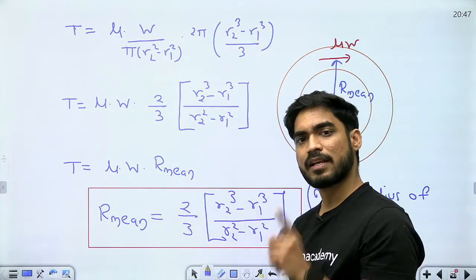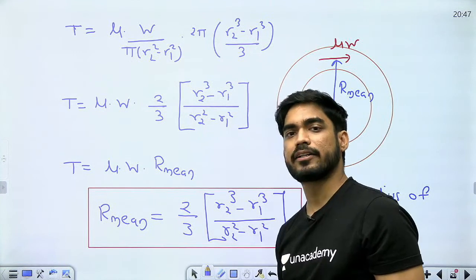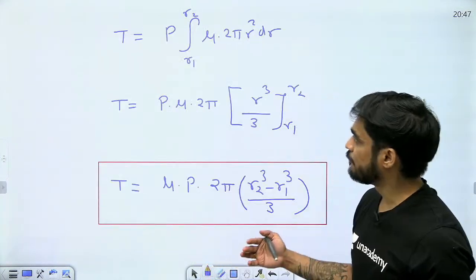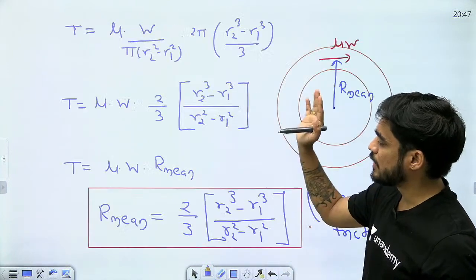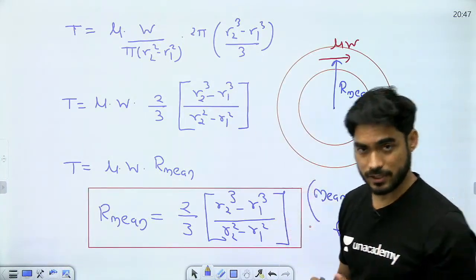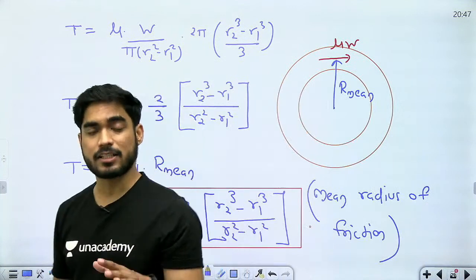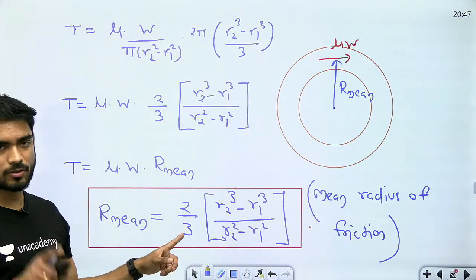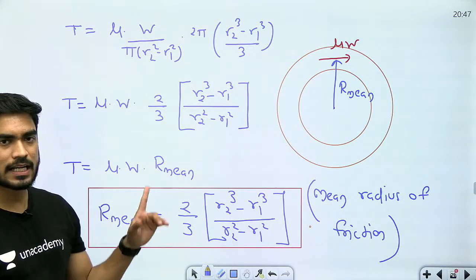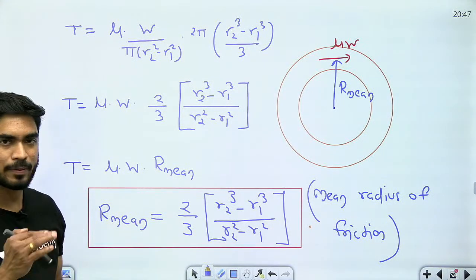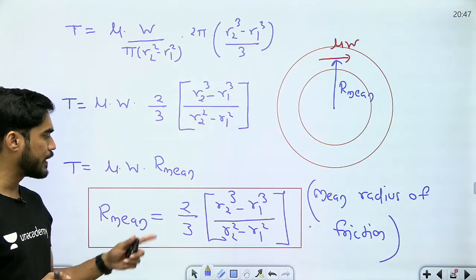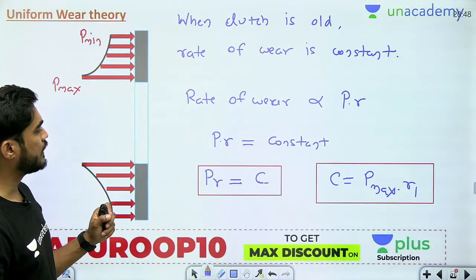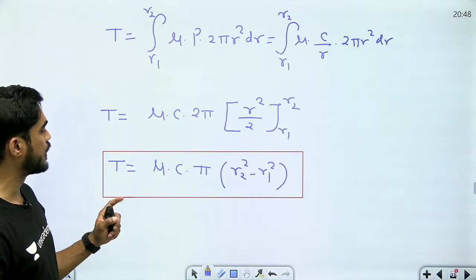So understand बेटा, I will use this in order to find the difference between torque transferred by uniform pressure theory and uniform wear theory. If you want to compare the torque transferred by pressure theory and wear theory, then we will use this. Just wait and watch how I will compare the torque transfer. So this is the mean radius of friction in uniform pressure theory. Similarly, we can find the mean radius of friction in uniform wear theory also.